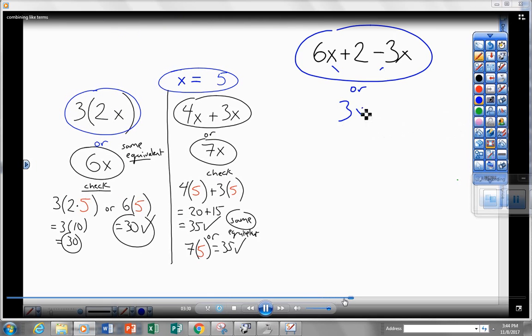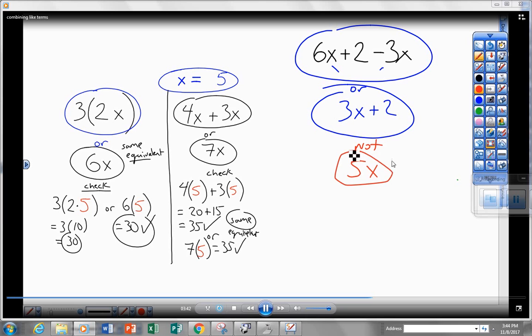All right, so for this, I could either leave it like this or combine 6x and negative 3x to get 3x and leave the 2 alone. Those are equivalent. Never add or subtract all these together. You could never add these to get 5x. Those are unlike terms. I'm going to show you the math to support this.